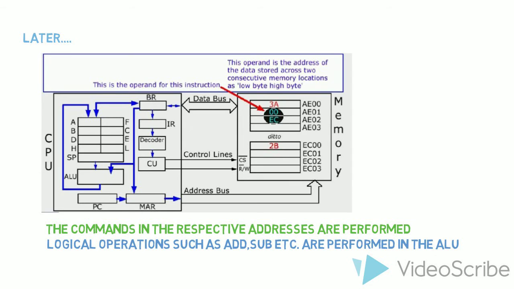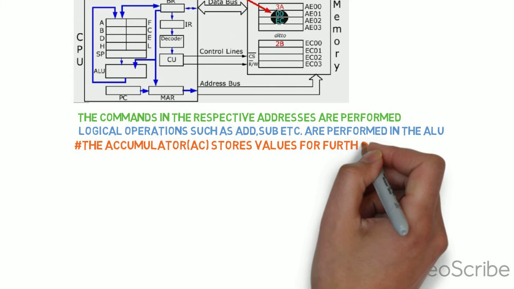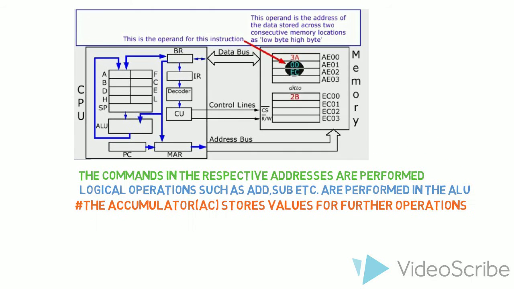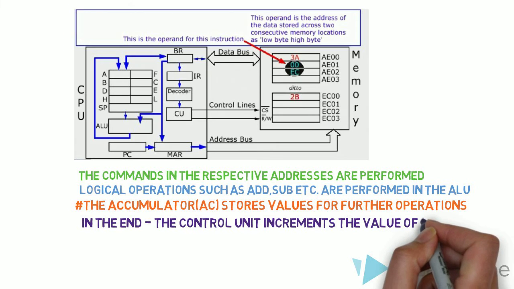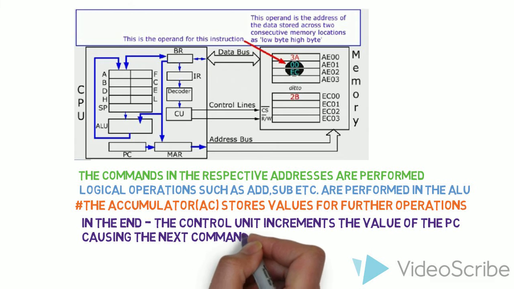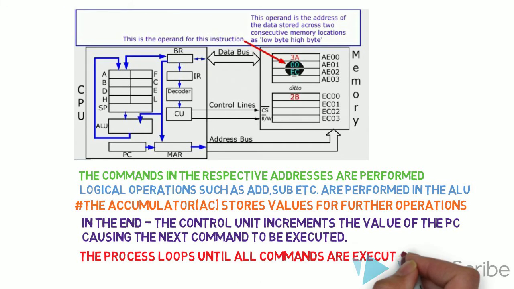Then, logical operations such as addition, subtraction, etc. are performed in the arithmetic logic unit. The accumulator, as the name suggests, stores values for further operations. In the end, the control unit increments the value of the program counter, causing the next command to be executed. This loop goes on until all the commands in the memory are executed.